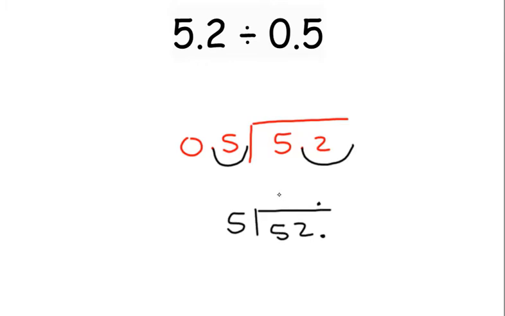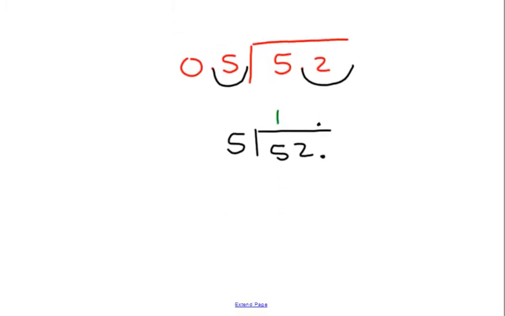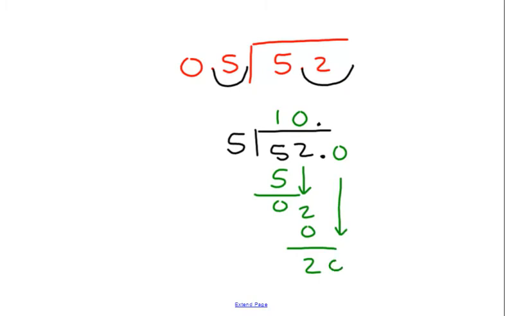Now, 5 goes into 5 one time. Subtract. Bring down the 2. 5 goes into 2 0 times. Now, I don't have anything to bring down, so I add a 0 and I bring it down. 5 goes into 20 4 times. 4 times 5 is 20. And now I'm good. So here my answer is 10.4.